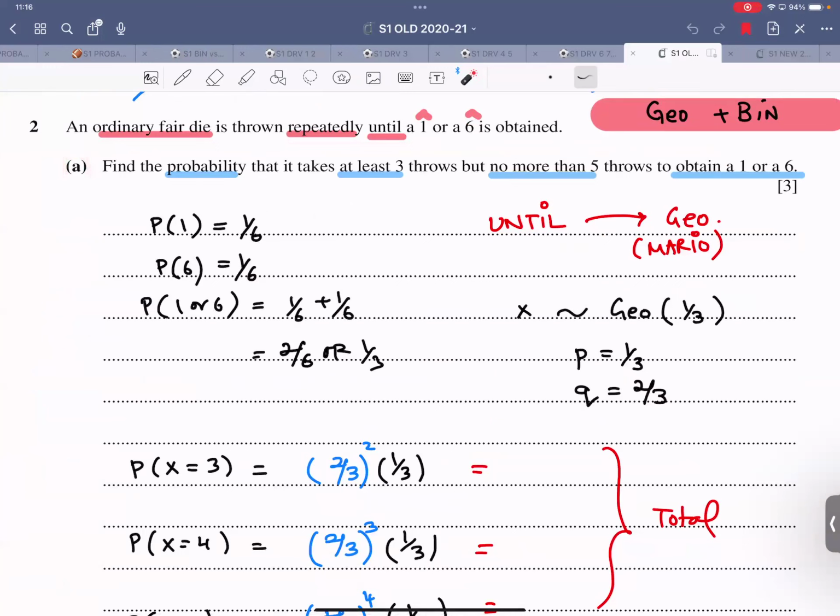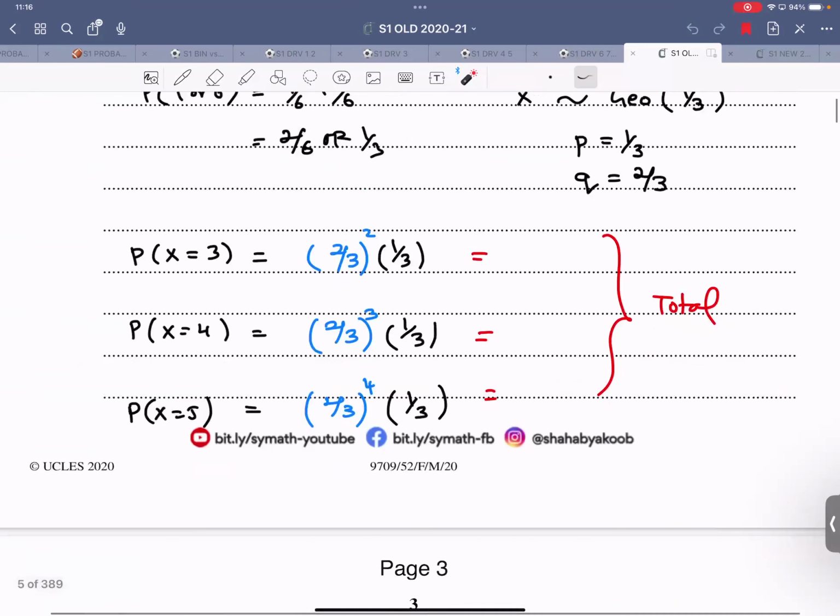Now the second part. Find the probability that it takes at least 3 throws, but not more than 5, to obtain a 1 or a 6. At least 3: it could be 3, it could be 4, maximum could be 5. So now I'm using the formula. Success is at the end, that is written in black. For 3, the total terms should be 3. So it's basically 2/3, 2/3, 1/3: failure, failure, and then eventual success.